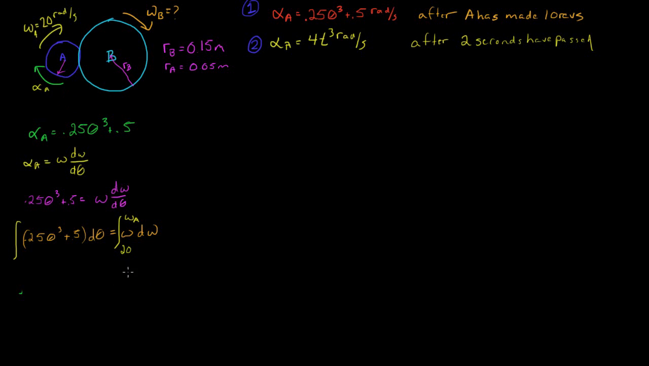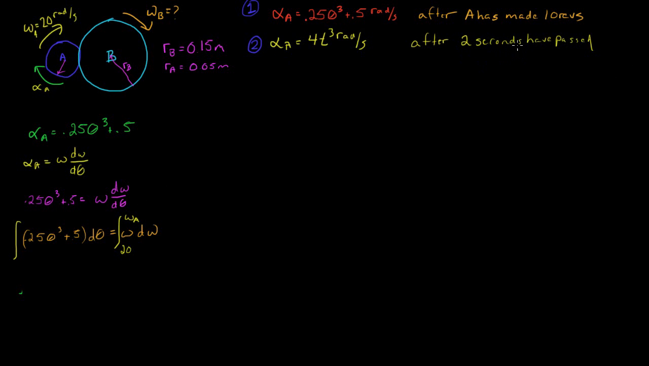We know its final angular velocity is not going to be 20 because it has some angular acceleration. Since it starts at 20 radians per second, it has to be faster or slower depending on whatever this quantity turns out to be. And what are the bounds for this integral? We want to know this after 10 revolutions; this gear has made 10 revolutions.